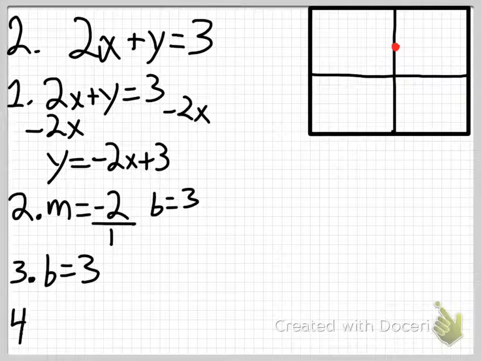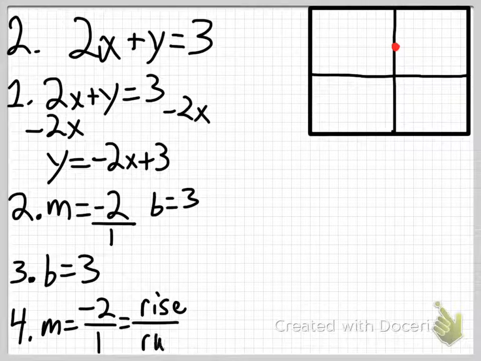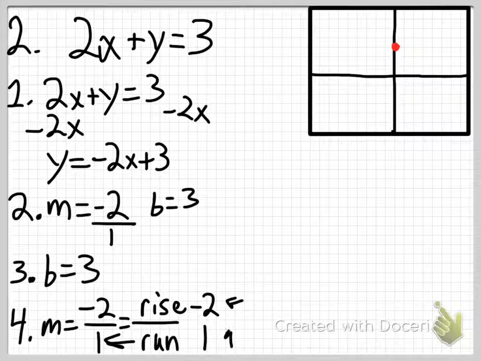Okay, finally we're going to use our slope. Our slope is -2/1. The reason we use that over 1 is that rise over run deal. We need to know how far we're running, and that fraction tells us.